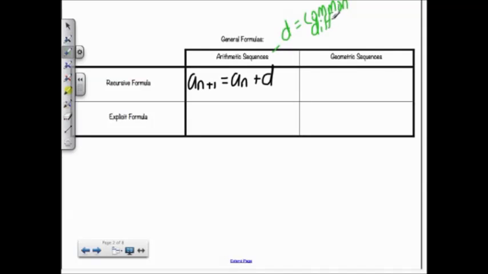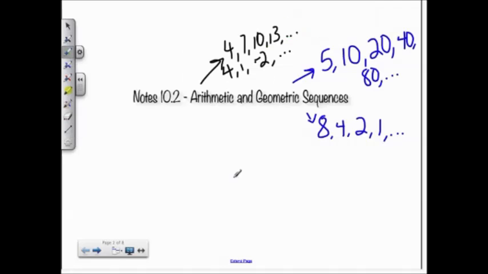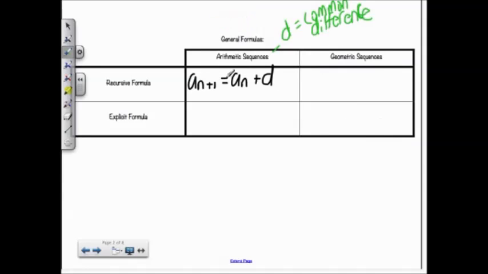All right? So, for example, and this should make sense to you, this should say difference right here. This is a d. This should make sense to you because right here, to get to the next term in my sequence, I have to add 3. To get to the next one, I have to add 3 again. So that means that my d value in this example would be positive 3 because I'm adding 3.